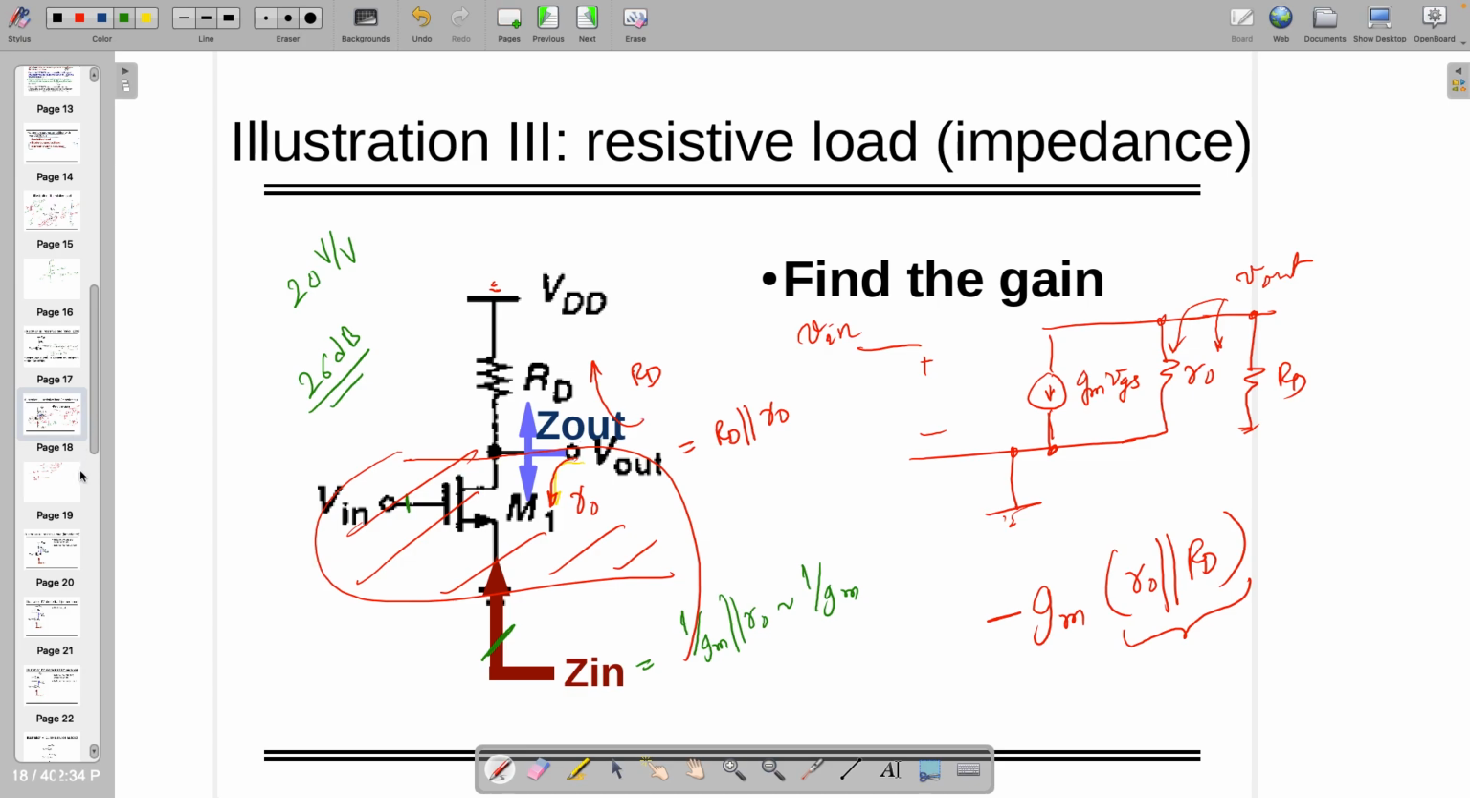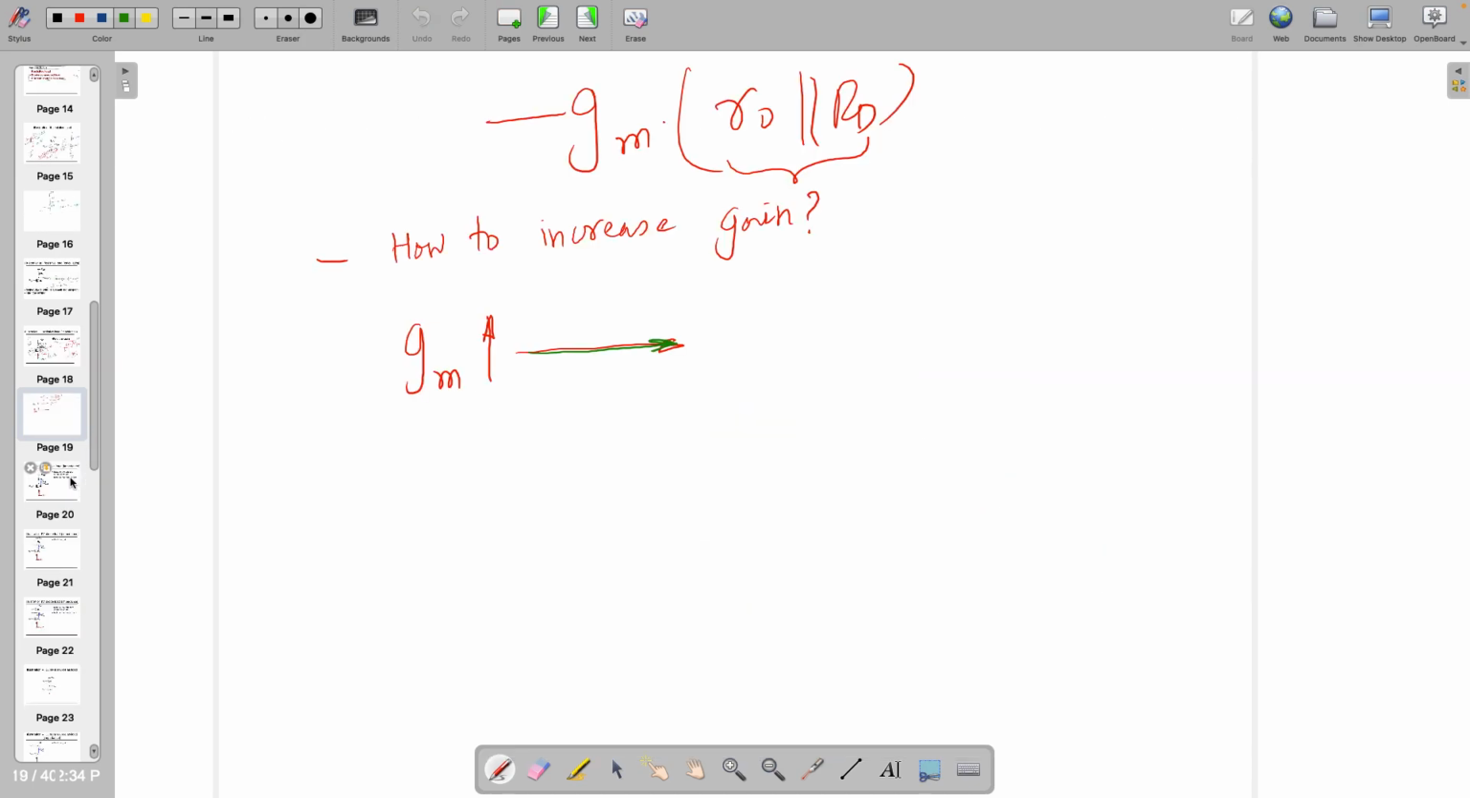So the common answer is, for the entire analog course, there is only one thing you need to touch, right? W and L. It's very simple. But the only thing is which W by L you have to choose, or whether you have to touch W or not, or whether you have to touch L or not. So how to increase Gm? Let's say by increasing W. If you are increasing W, of course this will happen, right?